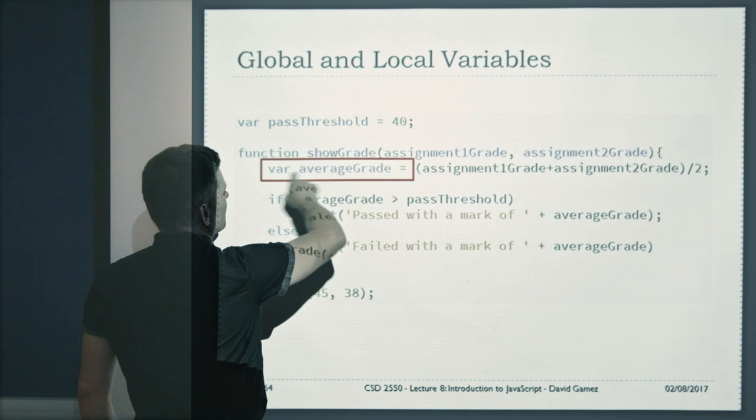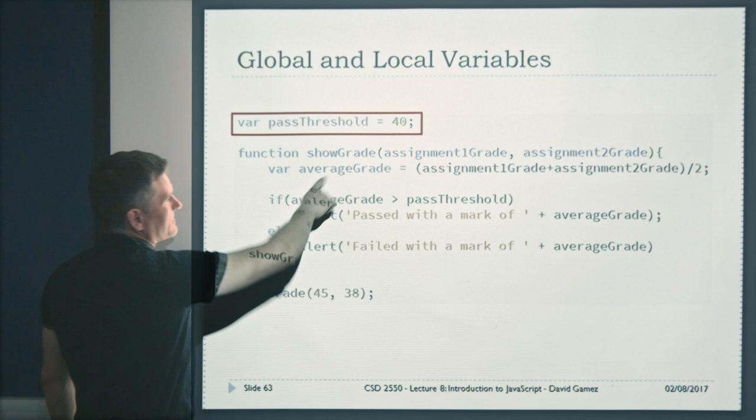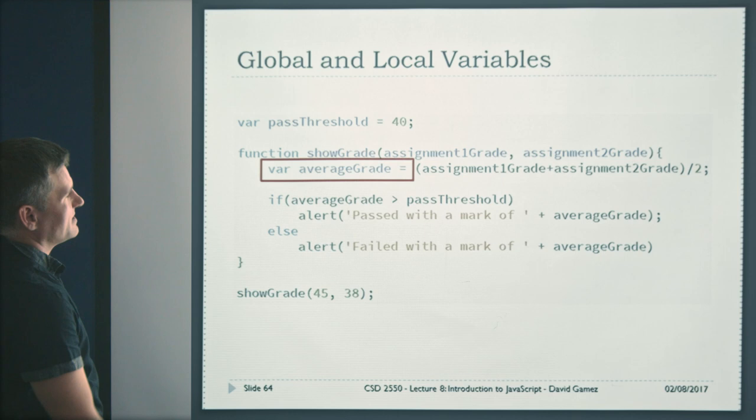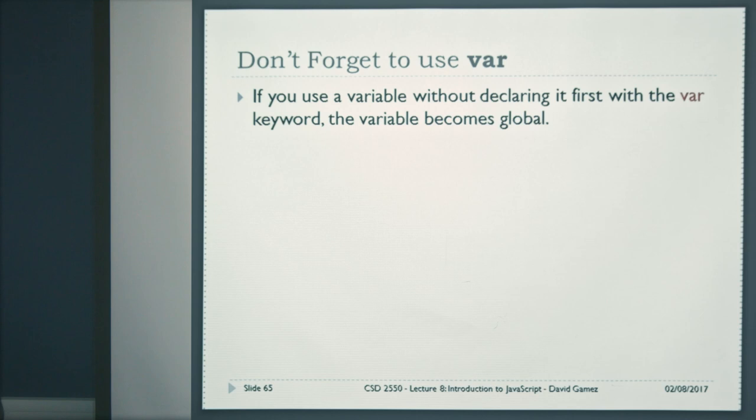And this function here can access parseThreshold because it's been declared outside the function and anyone can access it. Whereas average grade can only be accessed within the function because we declared it with var average grade within the function. If you forget to use var, your variable will immediately become global in scope. And that's going to lead to some nasty programming errors if you're not careful.